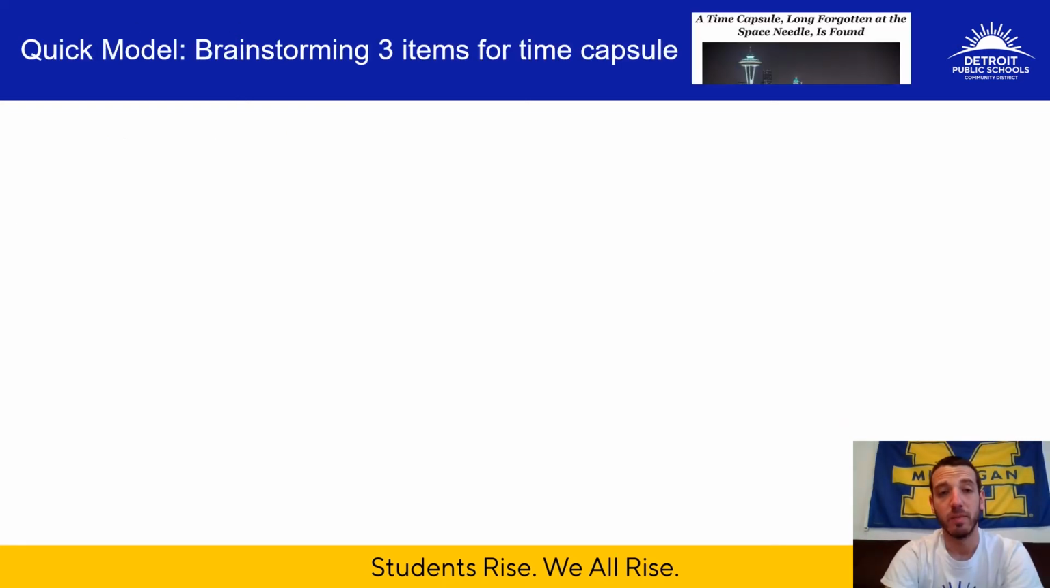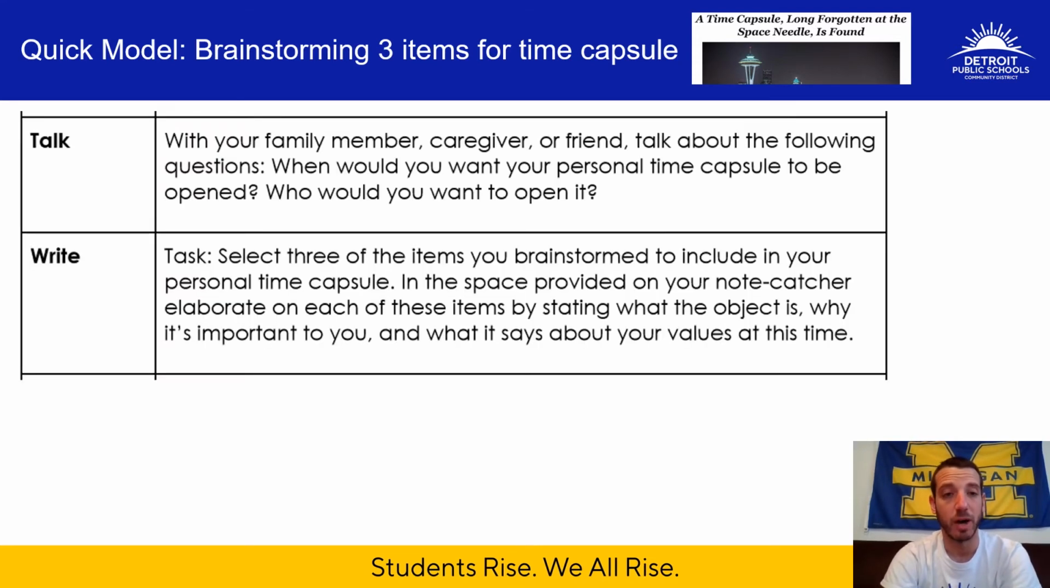So the model today will be around brainstorming these items for your time capsule, because that's something that you definitely have to put some thought into to make sure you pick the right items to go in your time capsule. The brainstorming part is really just a brain dump of all the items, but then eventually you have to actually narrow it down. So I'm going to just model for you the talk and write sections today, and I wanted to quickly just go over each part of those sections just to make sure we're all on the same page of what you have to do.